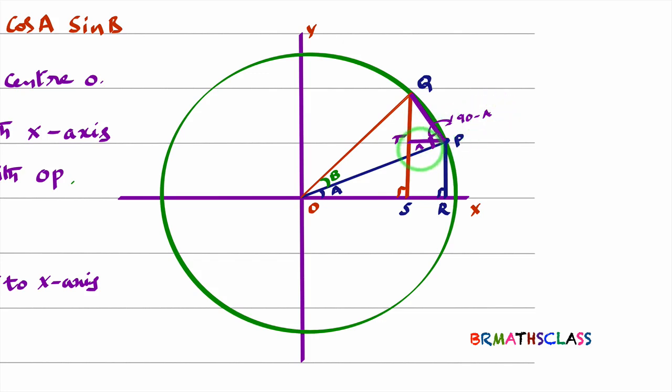90 minus A plus A is 90. Then this total will become 90. As you can observe, this is a right angle. This will be 90 degrees here.